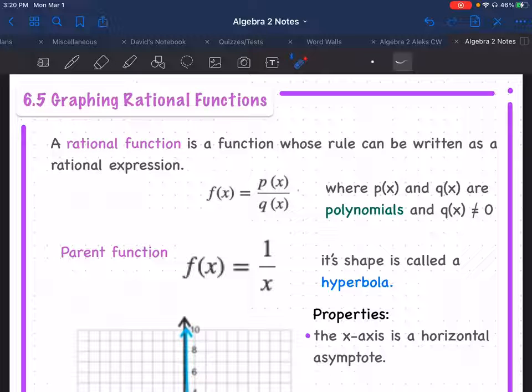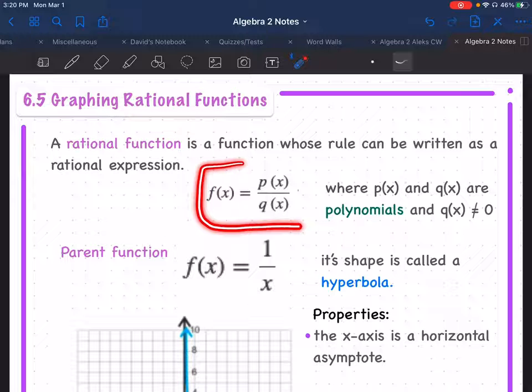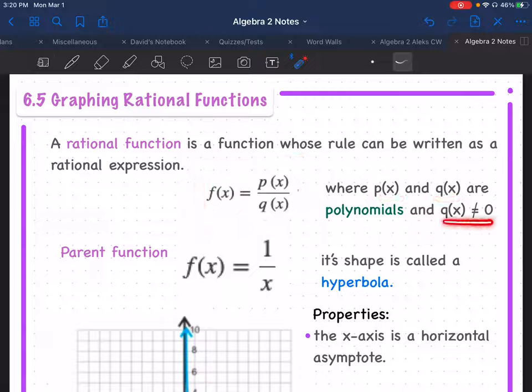Today's lesson is 6.5, Graphing Rational Functions. A rational function is a function whose rule can be written as a rational expression. Here is the most common way of thinking of it: f of x equals p of x over q of x, where p of x and q of x are both polynomials. And of course, q of x cannot be equal to 0 because it is in my denominator. And remember, we just cannot divide by 0.